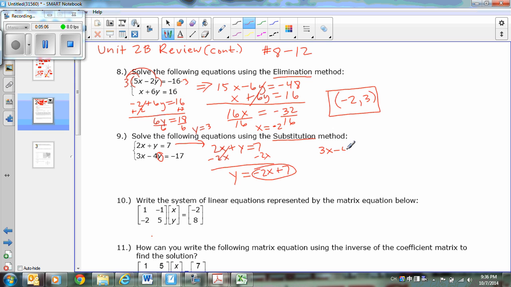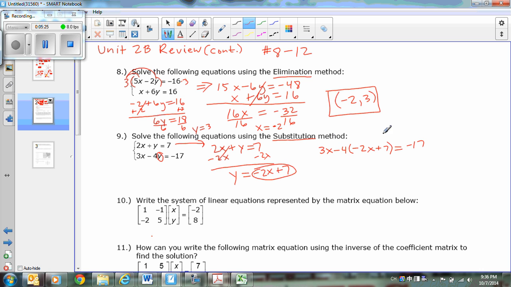3x minus 4 times, now instead of y, remember I'm replacing y with negative 2x plus 7. So start some parentheses, write negative 2x plus 7, close those parentheses, and then let's finish the equation. That's equal to negative 17.